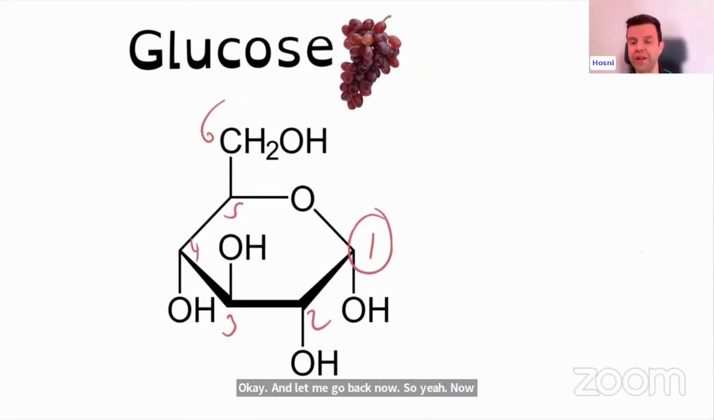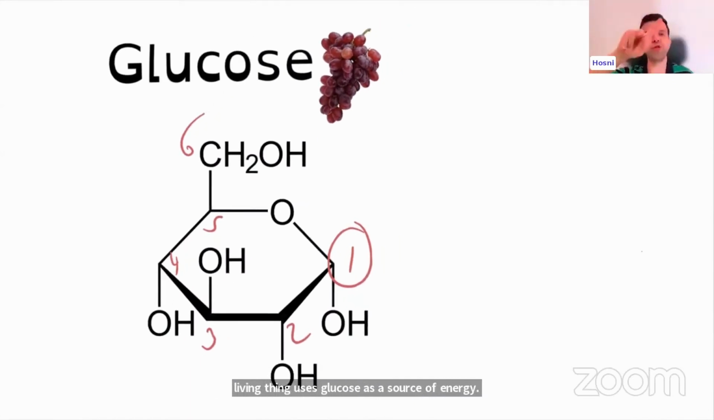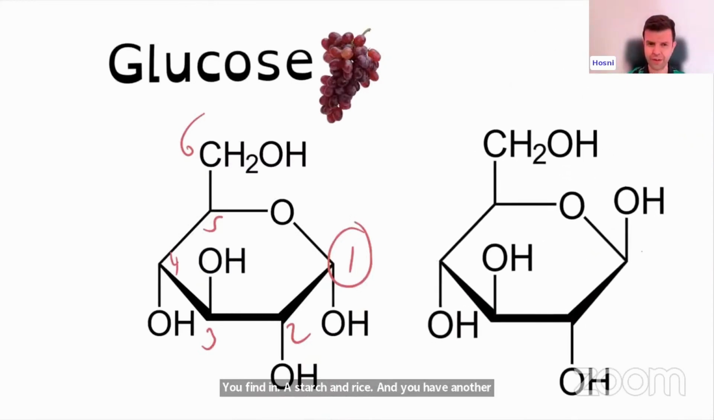Glucose is very, very common. Almost every living thing uses glucose as a source of energy, including ourselves. Now, glucose comes in two isomers, or two versions. There's this version you find in food, in starch and rice, and you have another version of it, which is like this.